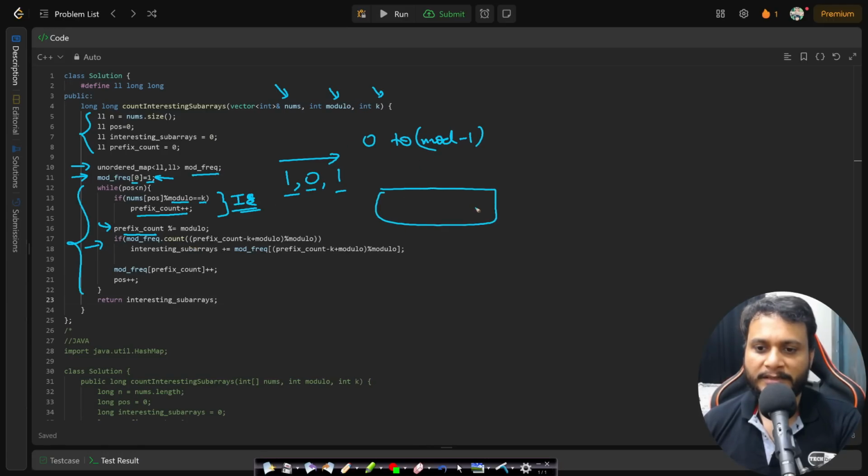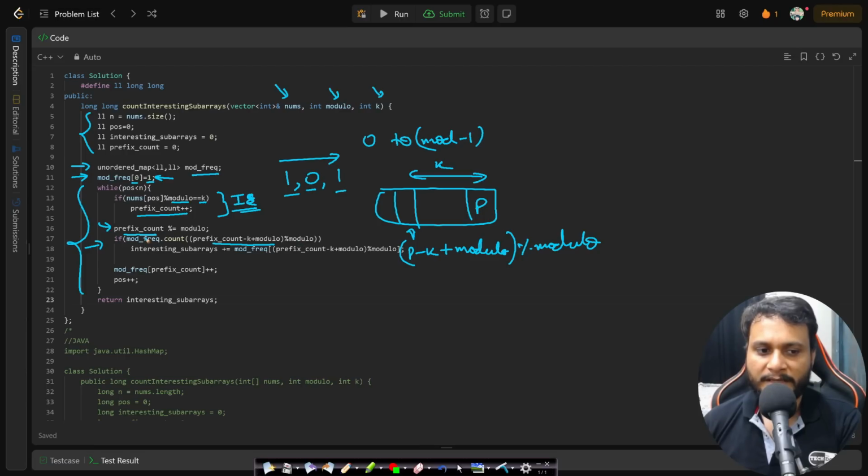So as I already said, if your prefix sum is p and your target that you are looking for is k, then on the left hand side you should look for p minus k. And since you do not want negative values, you will be adding a modulo to it and take mod with the given modulo value, which will never change the answer, right? And that is what we are doing here. Prefix count minus k plus modulo mod of modulo.